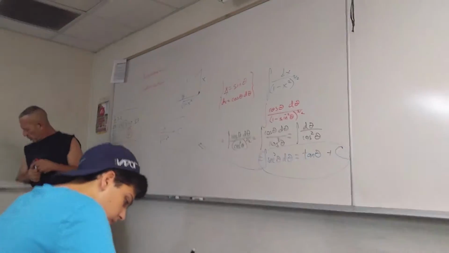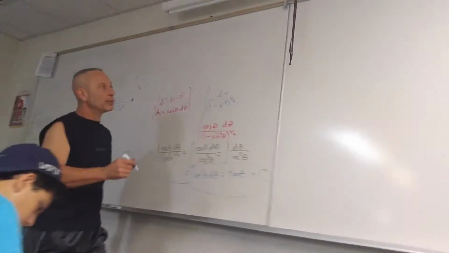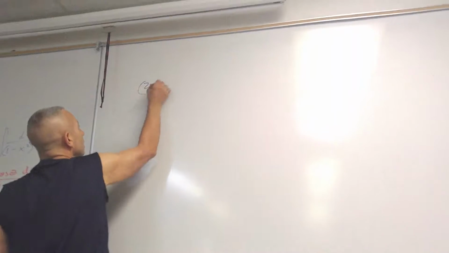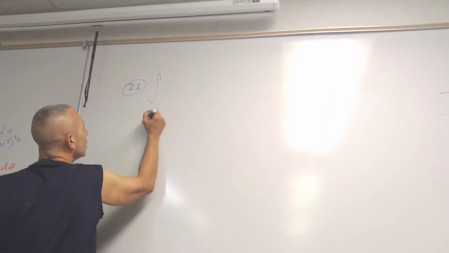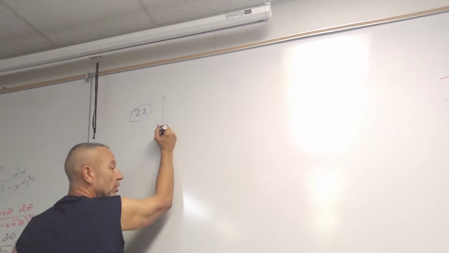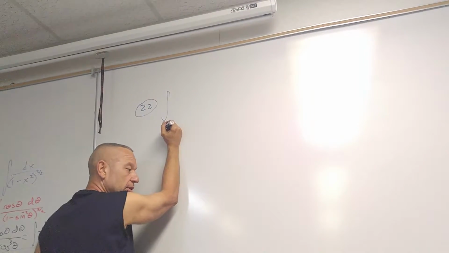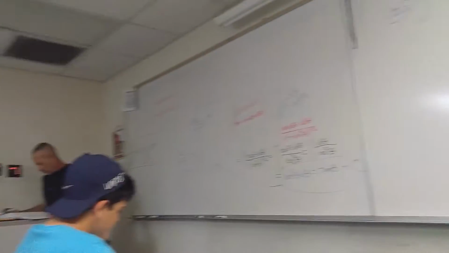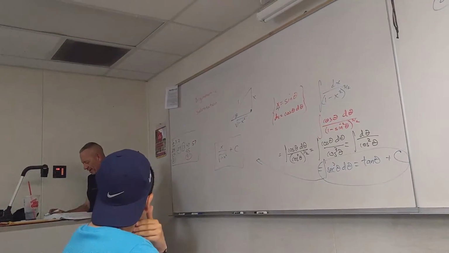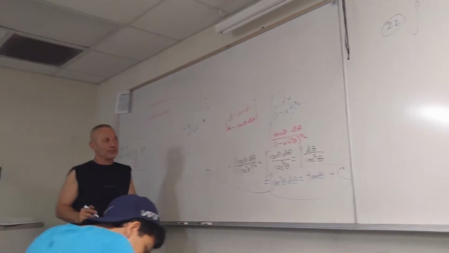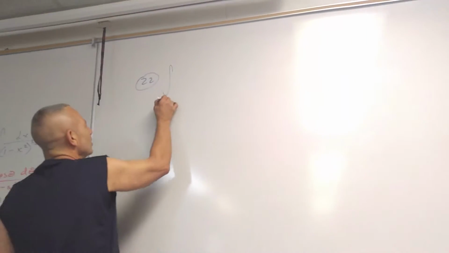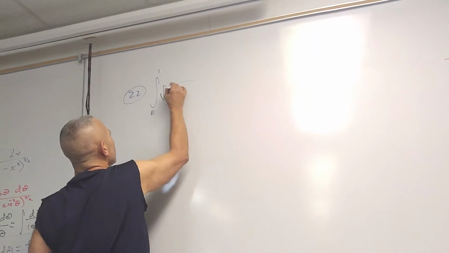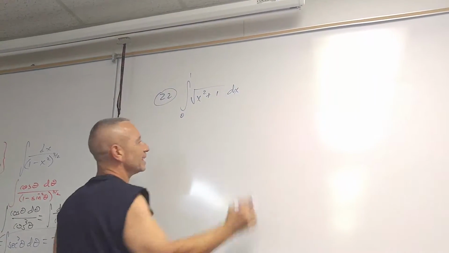So number 20 is the one I asked you. 22. Somebody read 22 to me. Integral. What are the limits of integration? I don't remember. I can walk back over here and look myself. I do not want to do it. Just 0 to 1. That was difficult to read, was it not? 0 to 1, square root of x squared plus 1 dx.